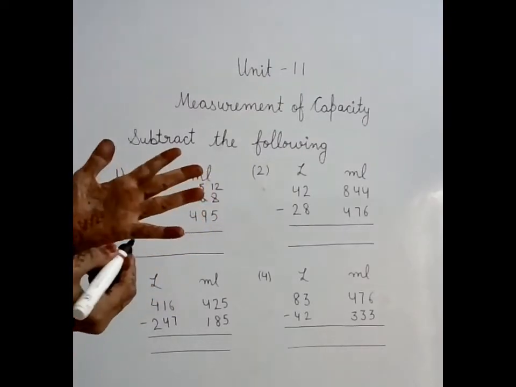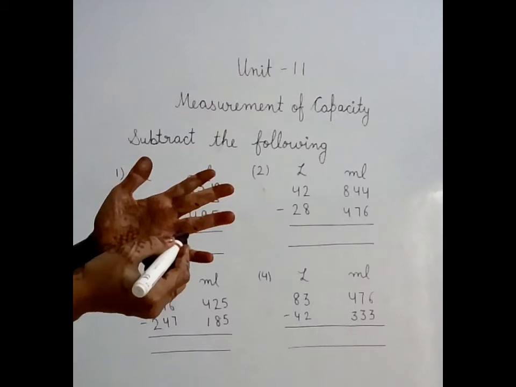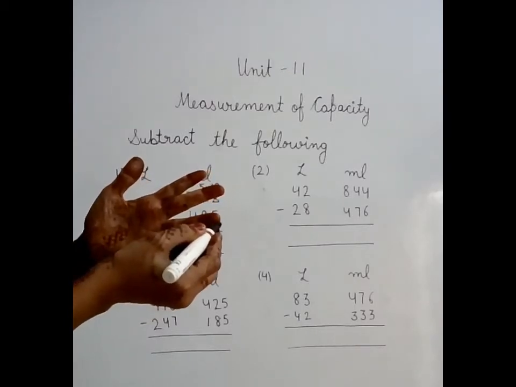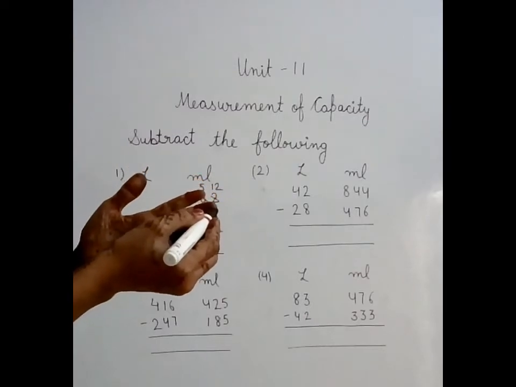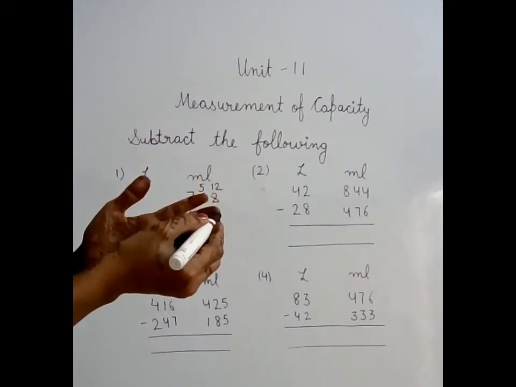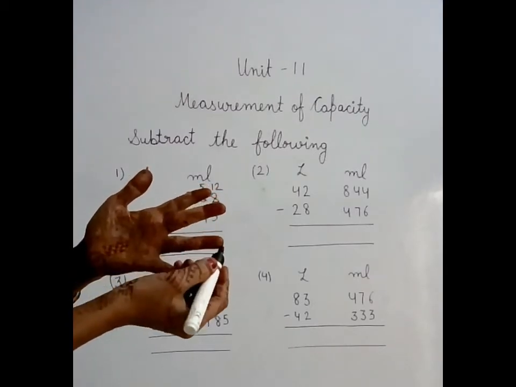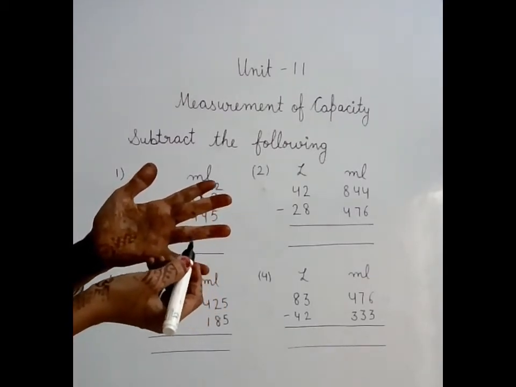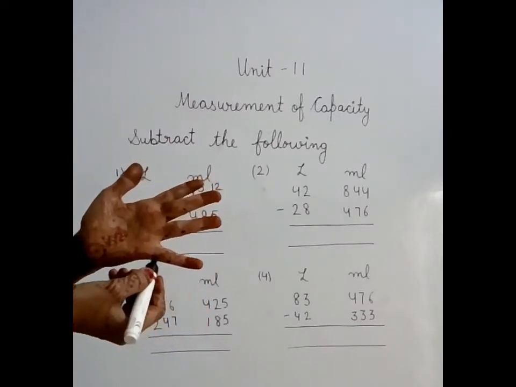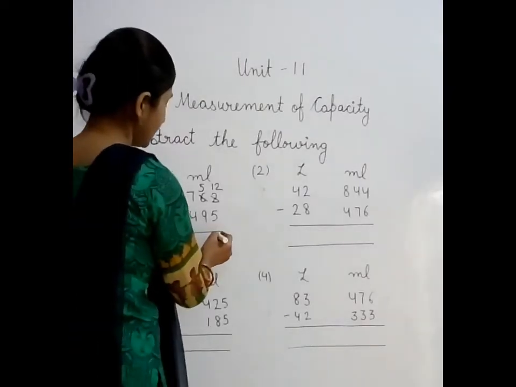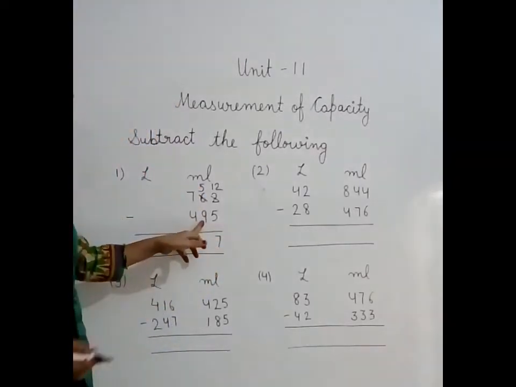Count on your fingers. 1, 2, 3, 4, 5, 6, 7, 8, 9, 10, 11, 12. In this 12, subtract 5. 1, 2, 3, 4, 5. Let's see how much is left. 1, 2, 3, 4, 5, 6, 7. So we write here 7. Now 5 minus 9 also not possible.